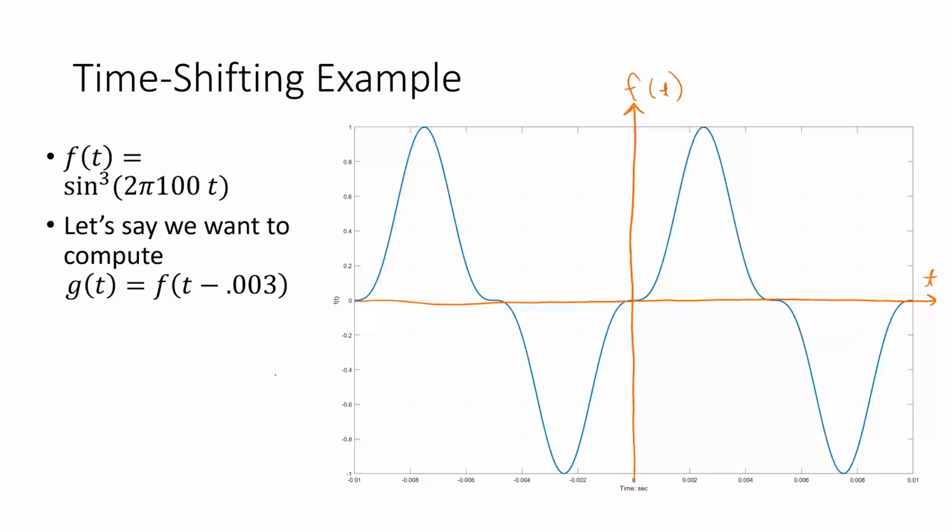But here's where it gets a little trickier. Let's say I have this function: sine cubed of 2 pi 100t. That's my f of t. Now I want to compute g of t equal to f of t minus 0.003. So what do I do here? My shift is negative, so first of all, which direction am I going to go? I'm going to go to the right. How far to the right? 3 milliseconds. So am I going to take the whole thing and move it 3 milliseconds?